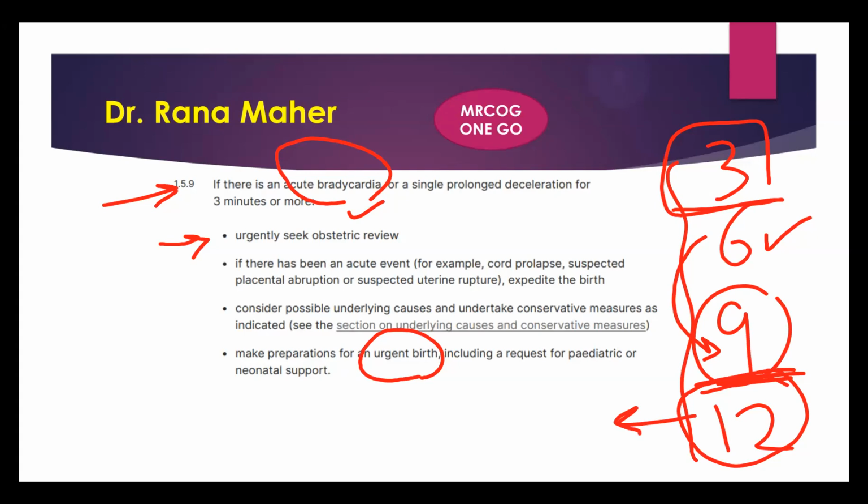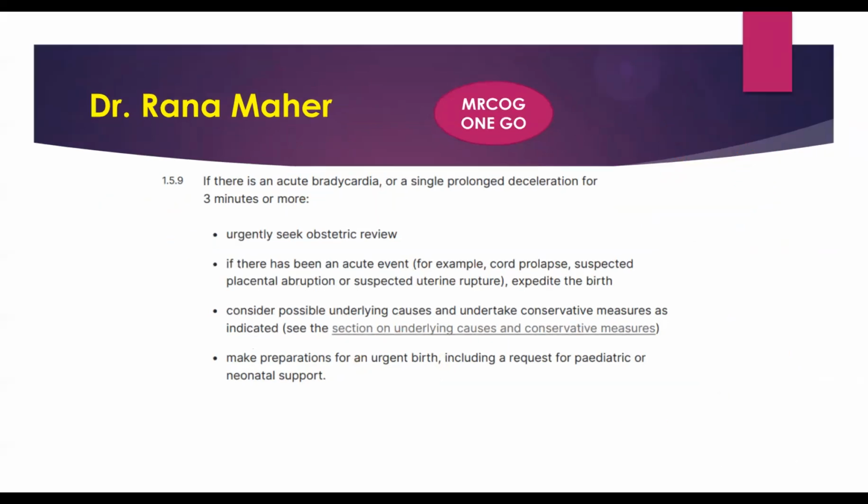You got the point? So 3, 6, 9, 12. We diagnose acute bradycardia or prolonged deceleration. So we will wait. It will be for 3 minutes. Then now we diagnose at 3 minutes. Then we will wait 6 minutes. Still the situation, move the patient to theater at 9 minutes and deliver the baby at 12 minutes. Okay, 12 minutes from the start. So remember this rule, 3, 6, 9, and 12.